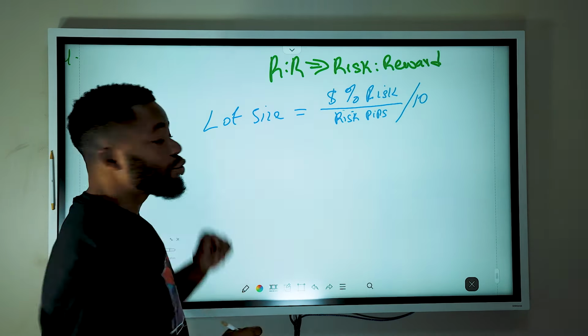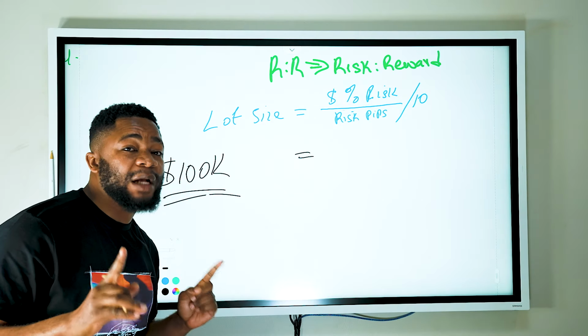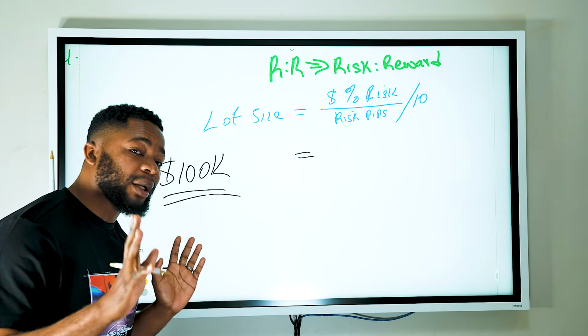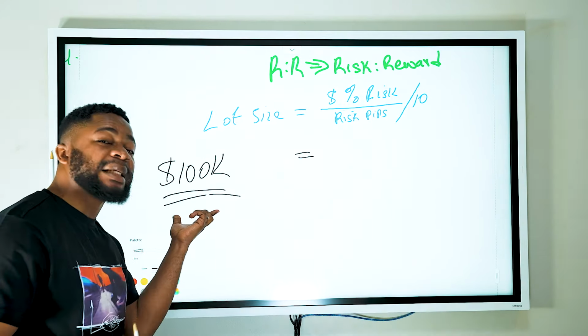So here, what is the percentage? Assuming we have a $100,000 prop firm account, this formula will apply no matter the account you have. You ask yourself, what percentage do you want to risk per trade? You want to only risk 1%. What is 1% of 100,000? $1,000. So that is the first one. You write there 1,000. We are following the formula, divided by the risk.